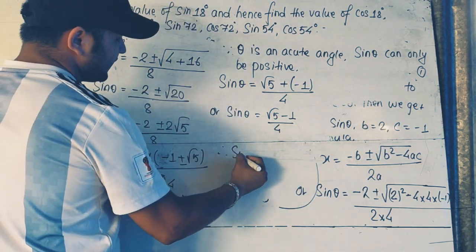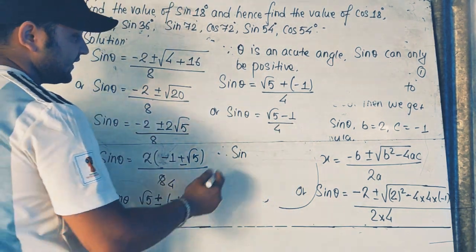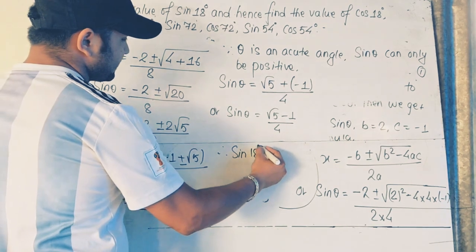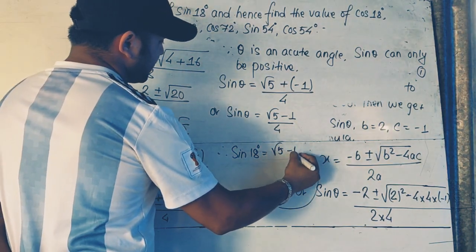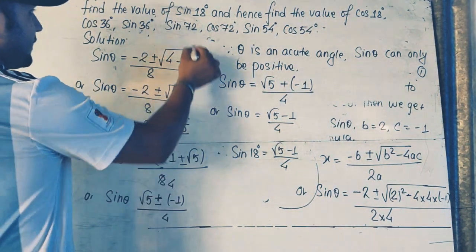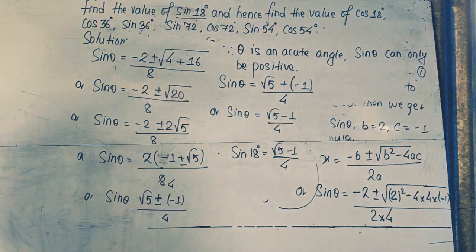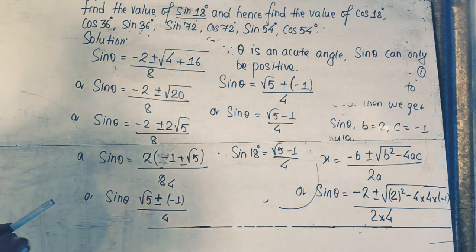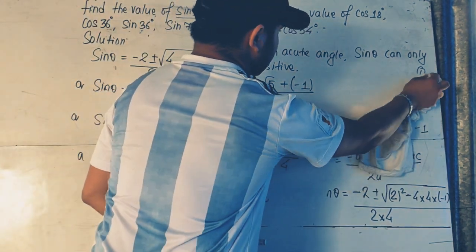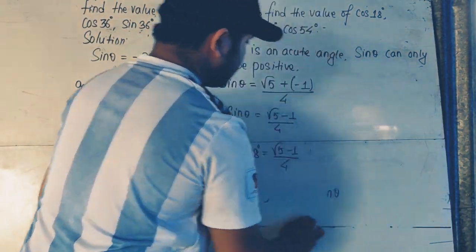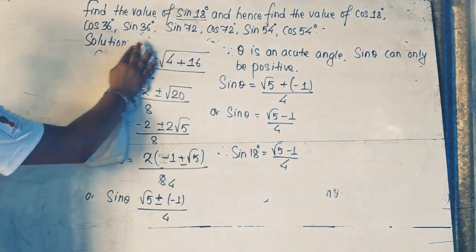So we can also say that in the first system we have supposed theta as 18 degrees. Therefore the value of sin 18 degrees is (root 5 minus 1) by 4. So we have solved the value of sin 18 degrees. Now we need to solve the value of cos 18 degrees. We also need to solve the value of other terms that have been asked here. So now we are going to solve further.